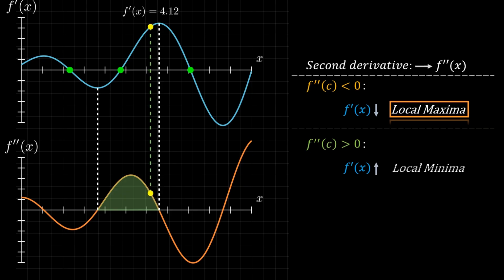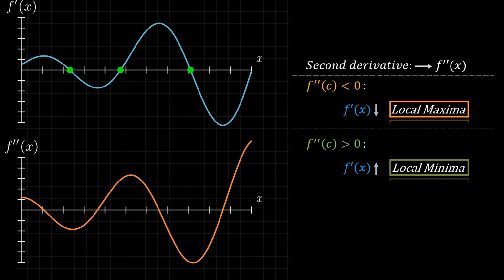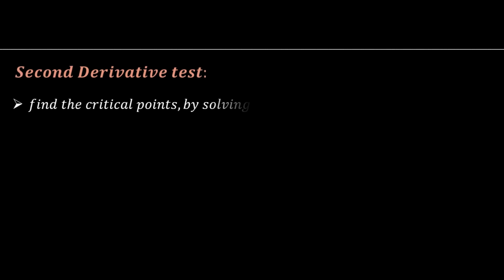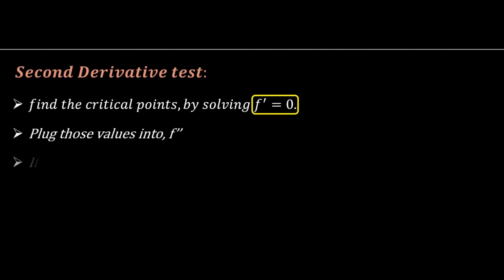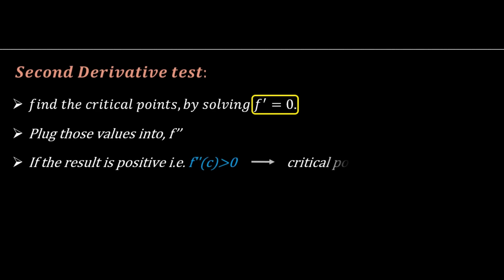In a nutshell, we can figure out if critical points are local maxima or local minima using the second derivative test. First, find the critical point by solving f prime of x equals 0. Plug those values into f double prime. If the result is positive, the critical point is a local minimum. If the result is negative, the critical point is a local maximum.